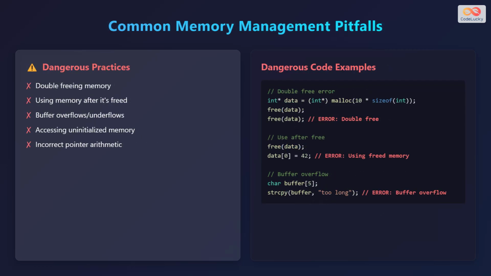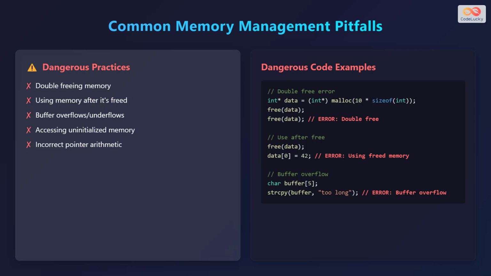Let's examine some common memory management pitfalls to avoid. These dangerous practices can lead to severe bugs and security vulnerabilities. Double freeing memory, which is trying to free the same memory twice, can corrupt the heap. Using memory after it has been freed, known as a use after free error, can lead to unpredictable behavior. Buffer overflows and underflows occur when you write or read beyond the bounds of an allocated buffer. Accessing uninitialized memory can lead to unexpected results. Incorrect pointer arithmetic can cause you to access memory you don't own.